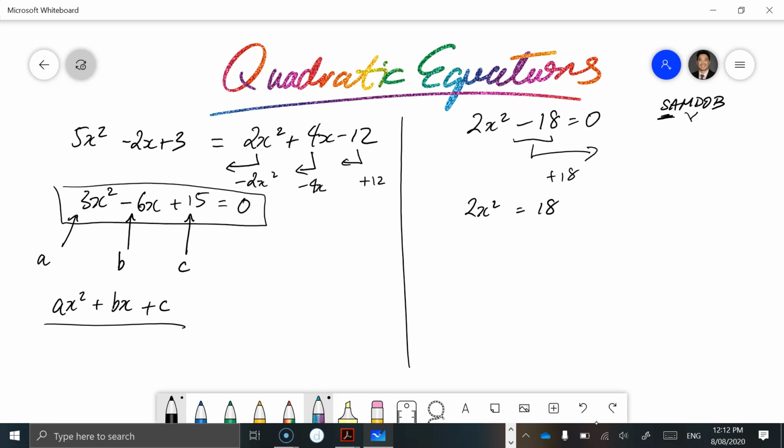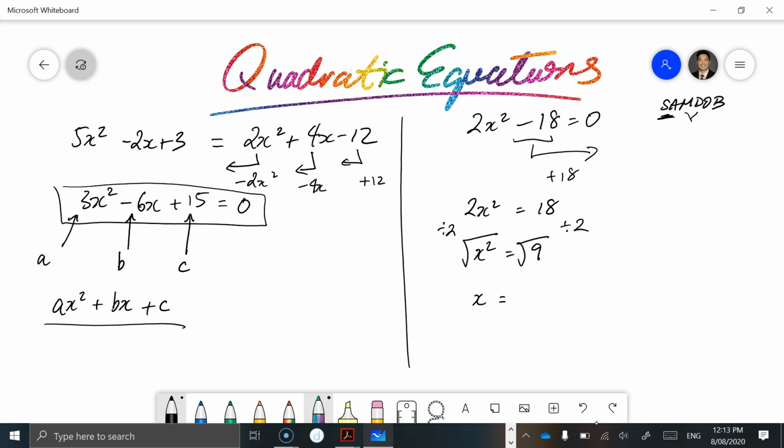Next thing is we can get rid of the 2, which is multiplied to the x squared. So we need to divide both sides by 2. You can't only do it on one side, you need to do it to both to keep things balanced. So we've got x squared is equal to 9. The last thing is, to get x on its own, we need to square root both sides.